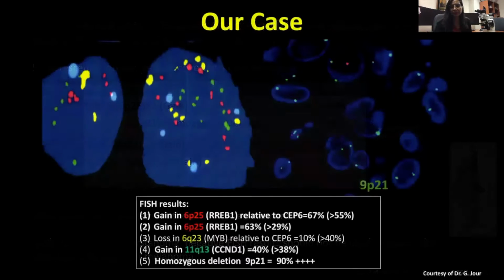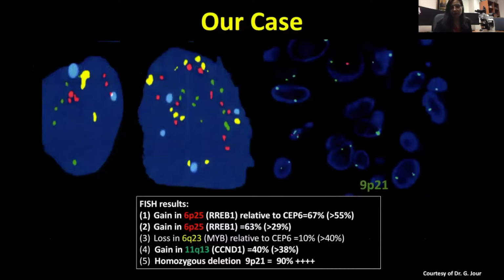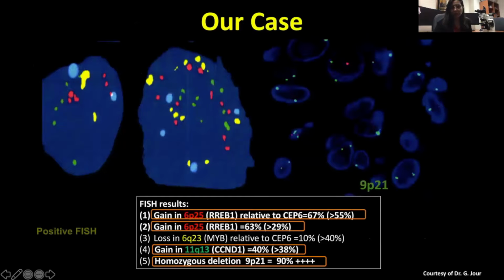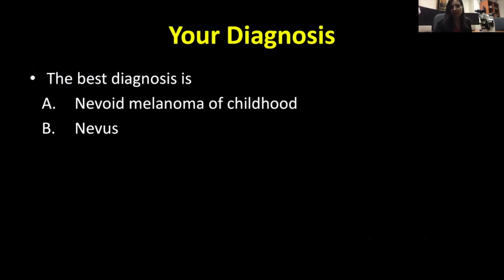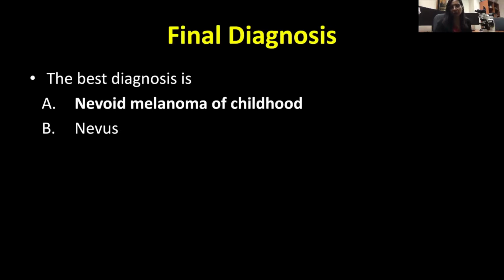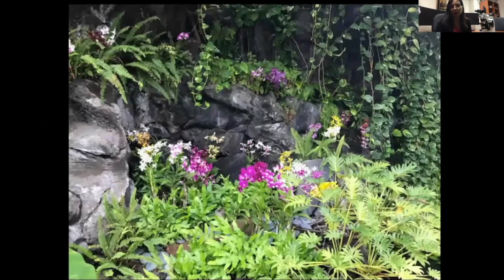Okay. So in our case, as you see here, the FISH is positive, showing at least 4 out of 5 parameters are more than the cutoff values. So the best diagnosis for this case is nevoid melanoma of childhood. Even though the patient is relatively young and the lesion shows a maturation pattern, the immunostains and the molecular marker with FISH show the malignant features. So altogether, combining this, it is nevoid melanoma of childhood.